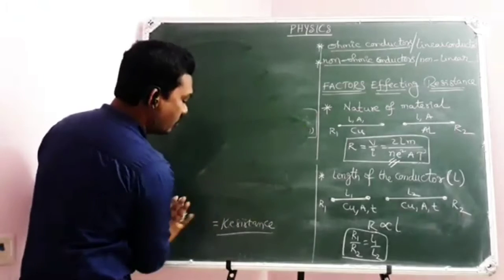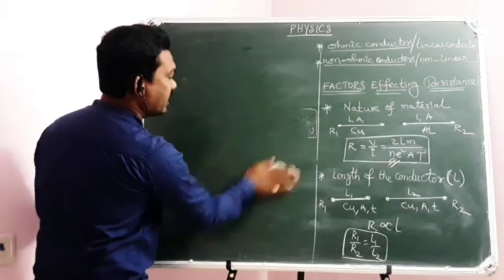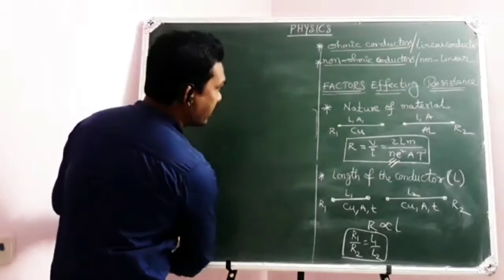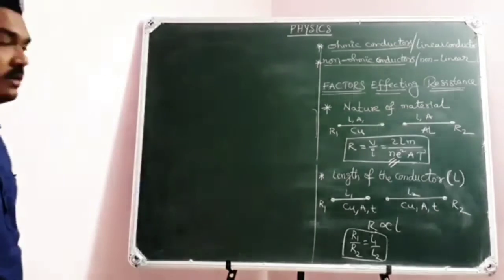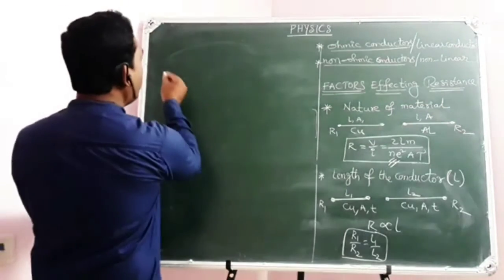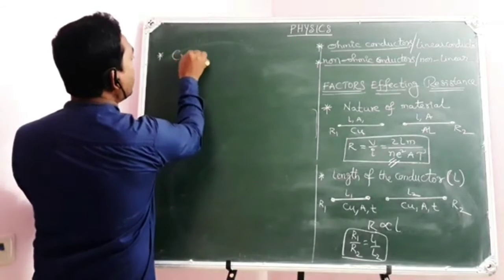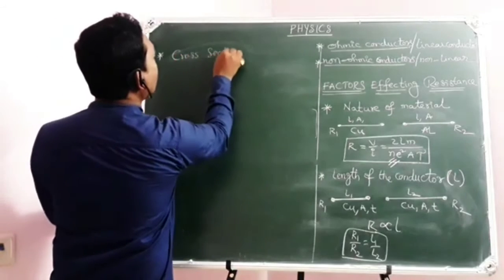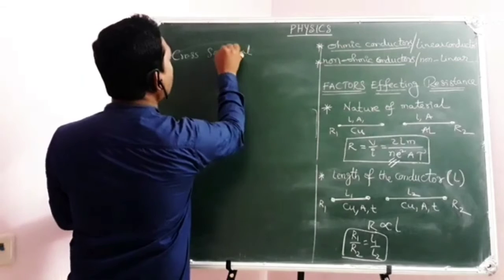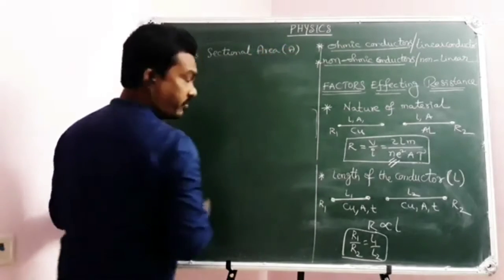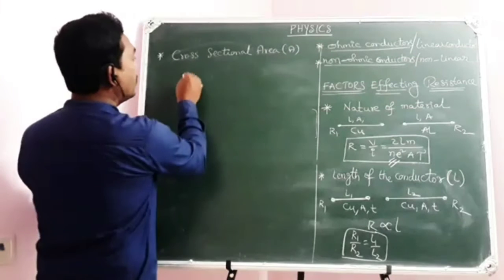So we have learned 2 points here. The resistance of a conductor varies with its length, and the resistance of a conductor will be different for different materials. And the third point here, I am continuing, is cross-sectional area. The resistance of a conductor varies according to its cross-sectional area. Let me explain in detail.